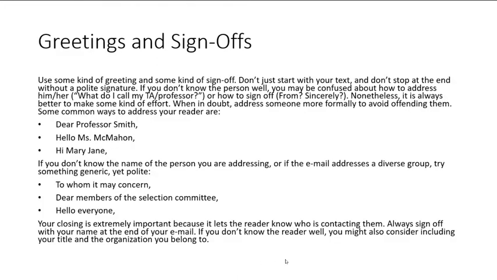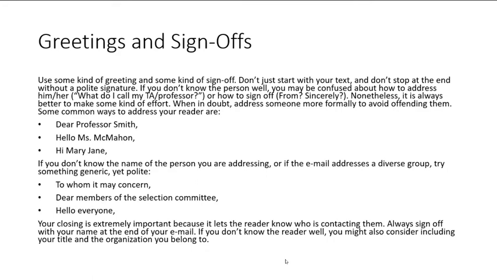Another thing is greetings and sign-offs. And again, there's a ton of text here, but we'll just talk through it. So you always want to use some kind of greeting and sign-off. It's the professional thing to do. If you've got a rapport with the individual, if they're your friend or if you know them, you can, on a different level, omit this stuff.